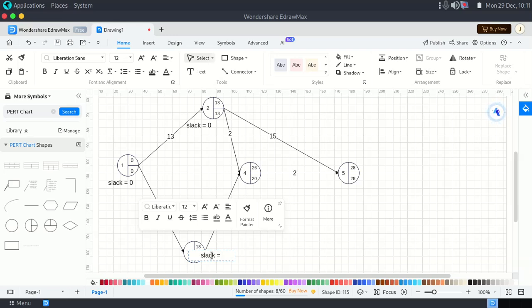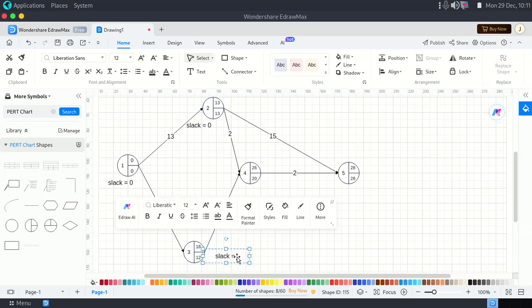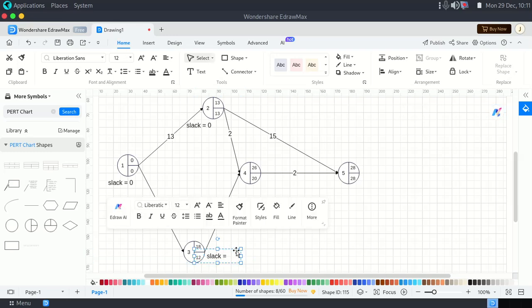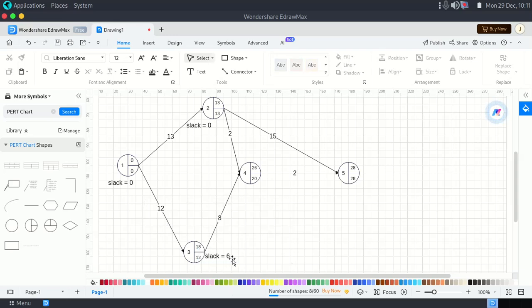Let me just check. We cannot see this. Let me drag it here. Okay, so we have 18 minus 12, which is giving us 6. So here we put 6. We go to the next node, which is 4.